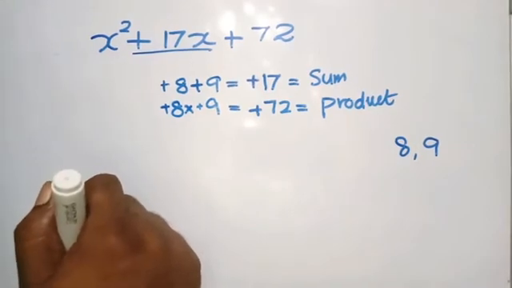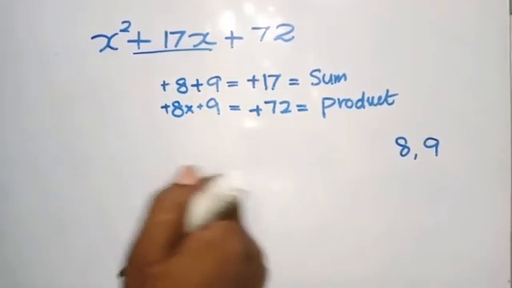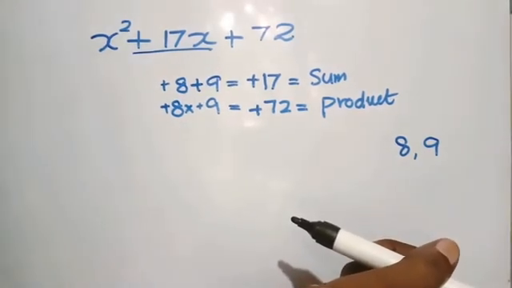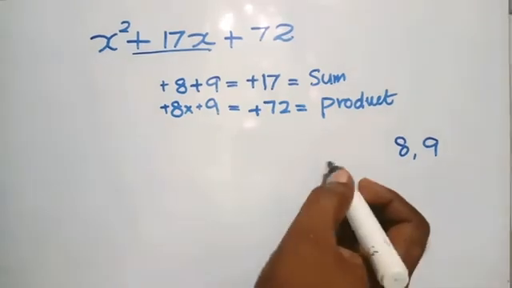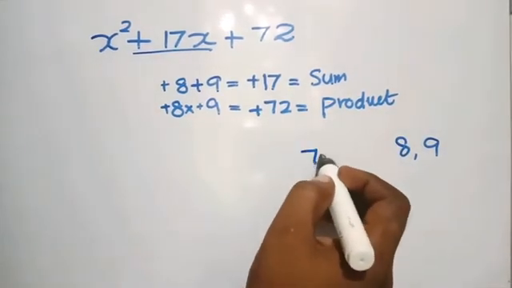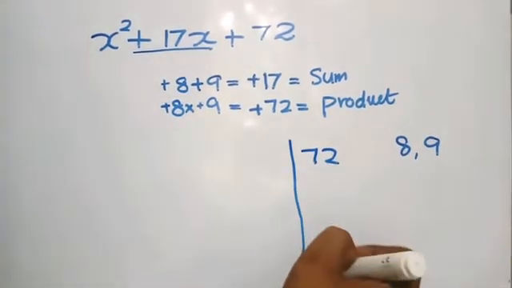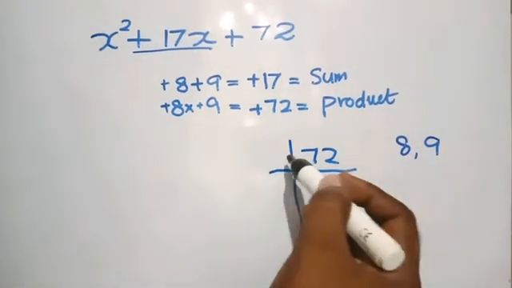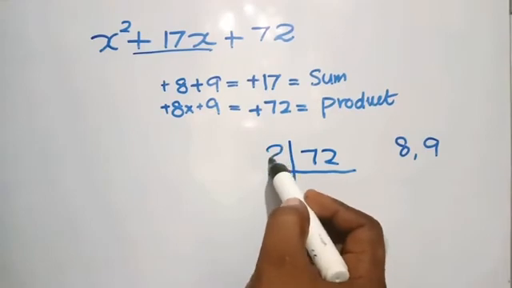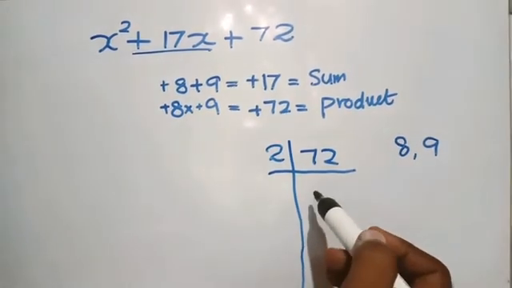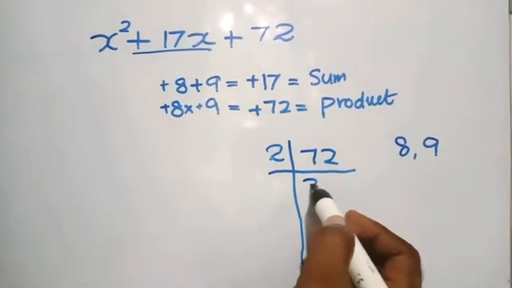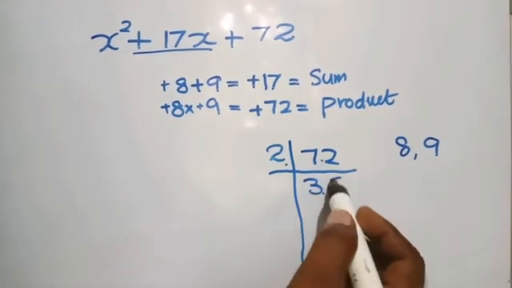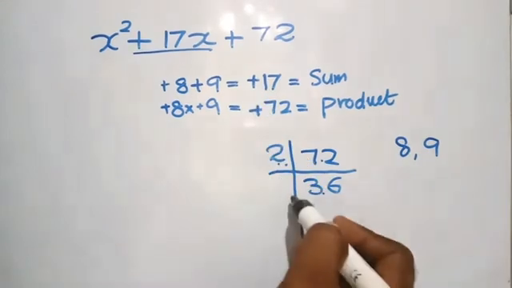See, in these cases it's tough for us to use the factorization and all. So there I'll show you one more method. It may be a bit tough. Normally in such cases what I do is just prime factorization. I divide 72 by 2 and we get 36. So 36 into 2 is 72, but 36 plus 2 is not 17.